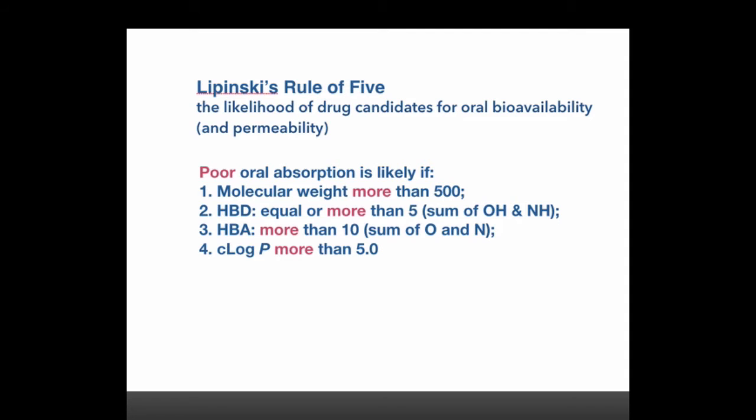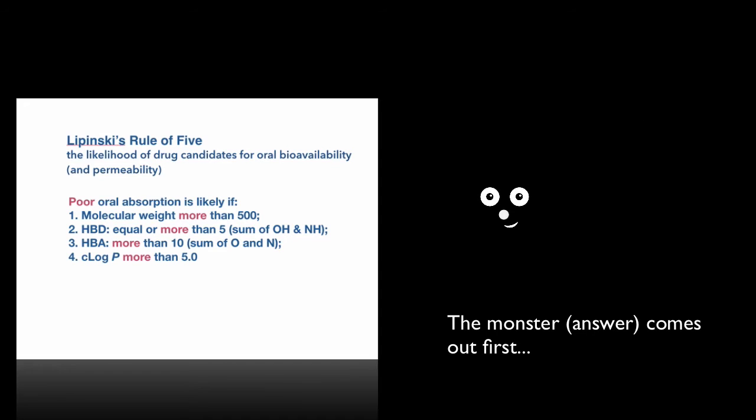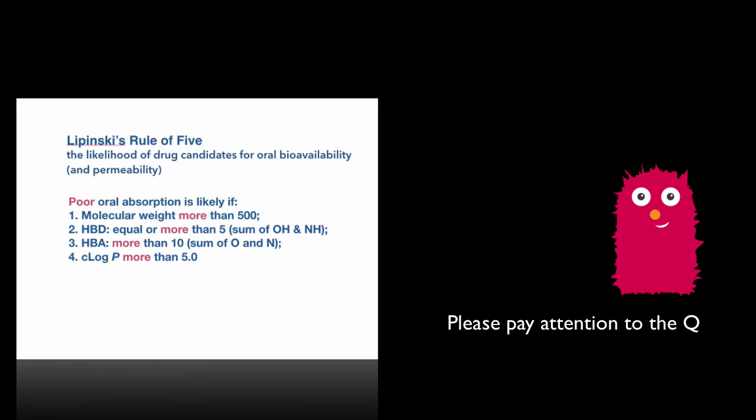The point I want to make is that, say if a ClogP is plus 3.5, what does it tell you? I would urge you to pay attention to the question. In many cases, I've seen that you've come up with the answer first, and you've written the answer on the answer scripts without really reading what the question wants from you. So please pay attention to the question.